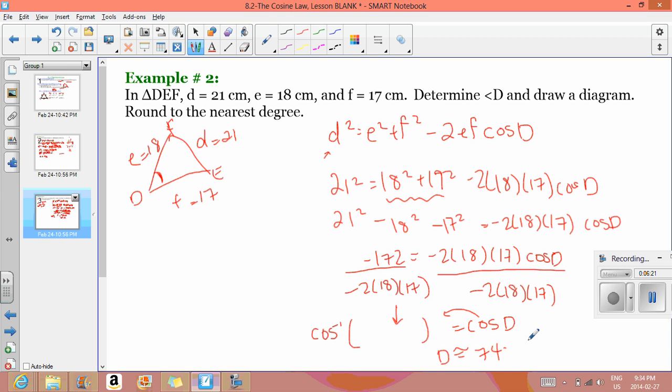So if you have any questions about this one on how to solve it, remember you're trying to get d by itself. So you have to peel the pieces away that you can first.